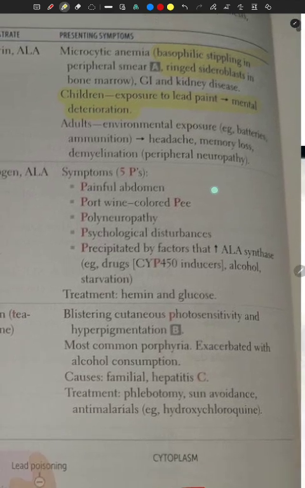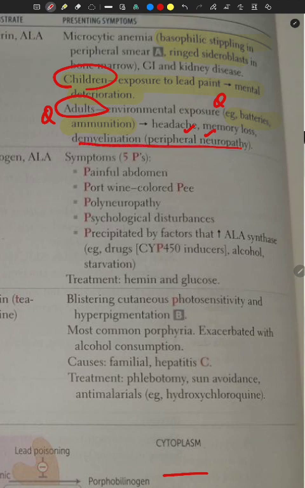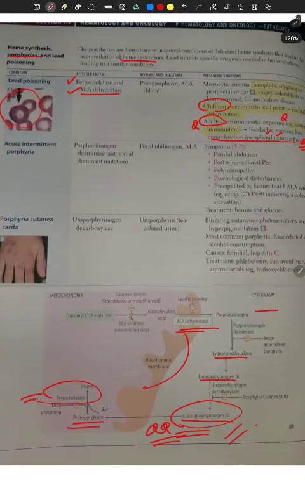The baby will develop mental retardation, and adults usually not from paint, but especially from the battery industry or ammunition industries. These two will be your keywords. Paint industry mostly for children, and batteries and ammunition industry for adults. This is important. Then headache, memory loss, and demyelination. What is the clinical presentation of demyelination? That is peripheral neuropathy, which is very, very important here.